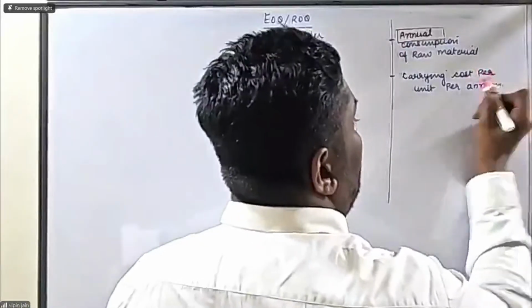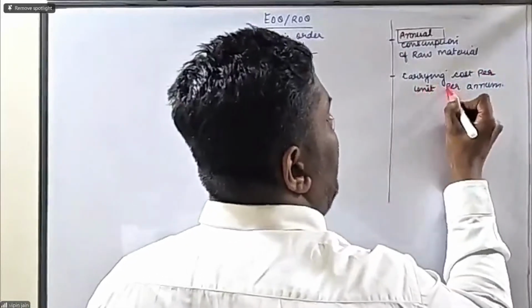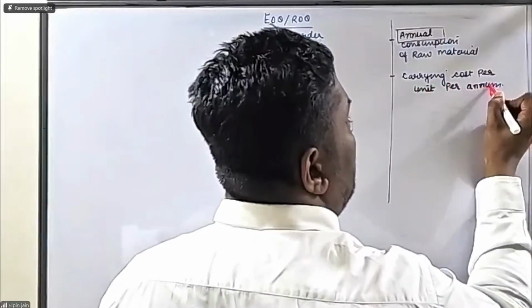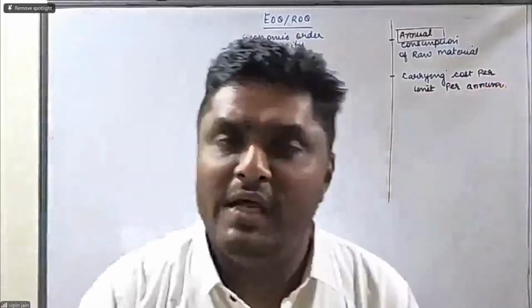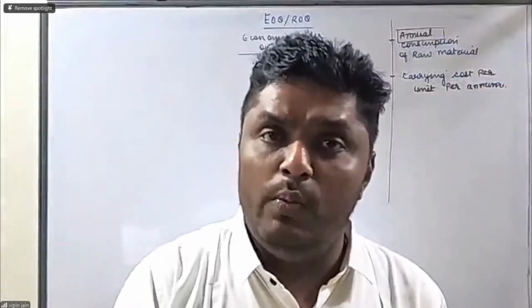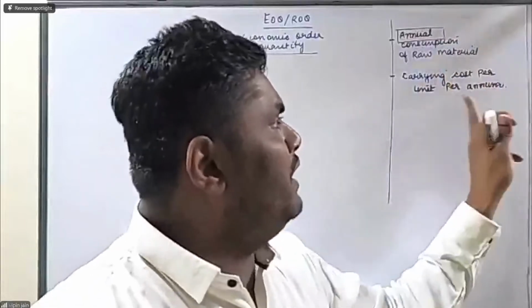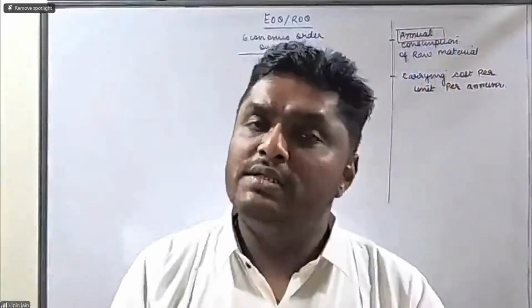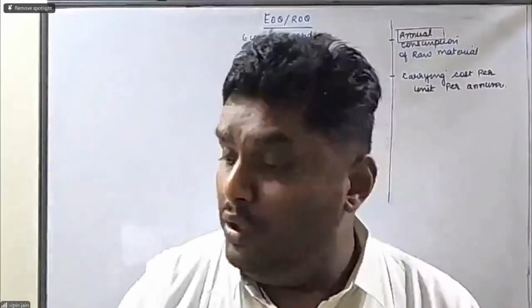So, per unit and per annum. Marking in red because these words are very important. Once you are writing in your notebook, do write these words: annual, per unit and per annum. Very important. So first point, annual consumption of raw material. Second point, carrying cost per unit per annum.